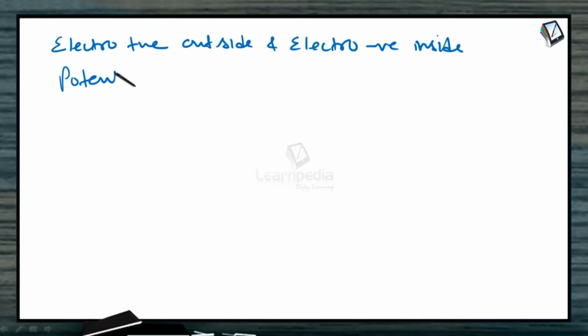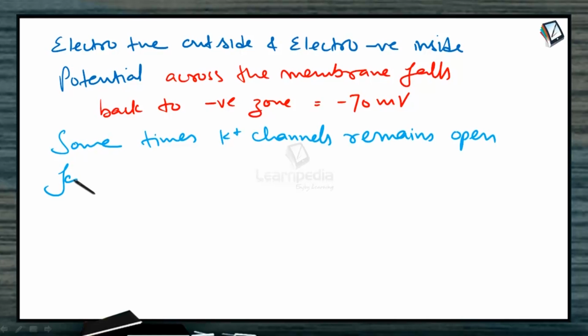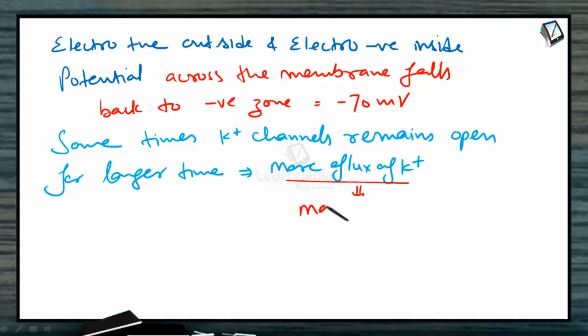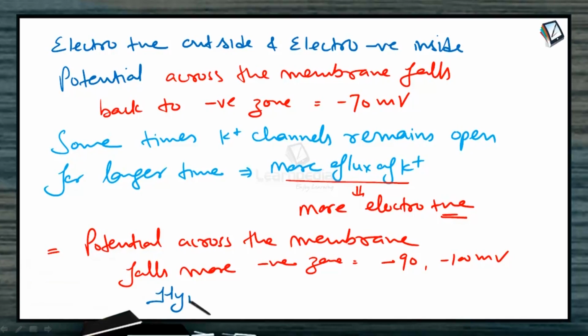So if the membrane again becomes electropositive outside and electronegative inside, then we can say potential across the membrane falls back to the negative zone, back to minus 70 millivolt. Sometimes potassium channels remain open for a longer time, means that will result in more efflux of potassium, means more electropositivity outside the membrane, means potential across the membrane falls more in the negative zone, somewhere around minus 90, minus 100 millivolt. We can call this condition hyperpolarization.